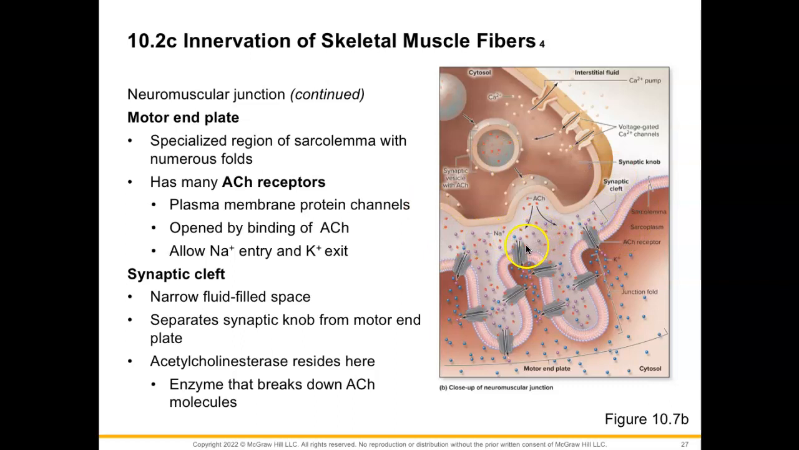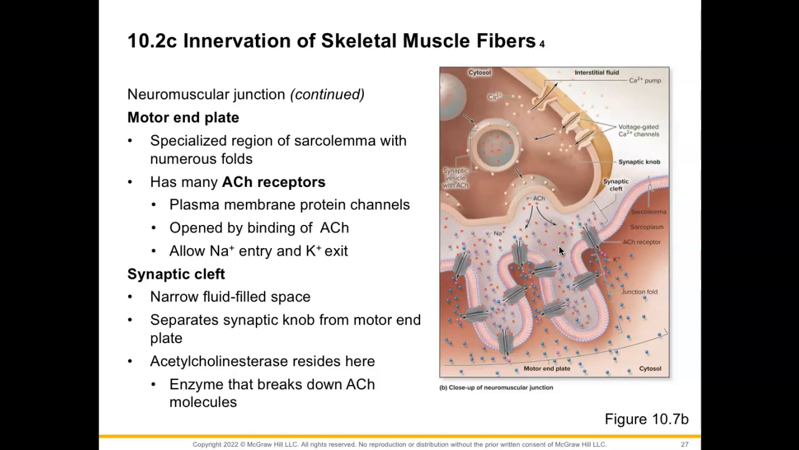Once this acetylcholine receptor has its acetylcholine attached to it, it's going to allow for sodium to move into the cell and potassium to move out of the cell. So we've got lots of ion exchanges taking place here. If we look at our synaptic cleft here, this space, we see it is fluid filled and it's separating this motor end plate from the synaptic knob. Now in this area, we are also going to have something called acetylcholinesterase, and that is going to break down acetylcholine when we're done using it.